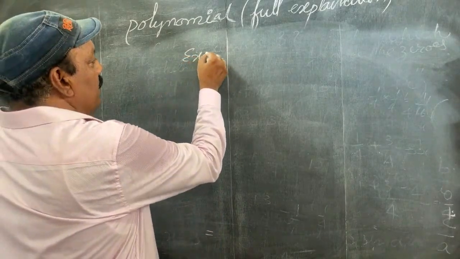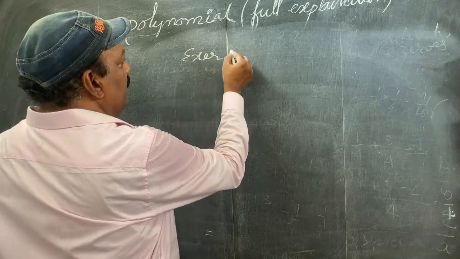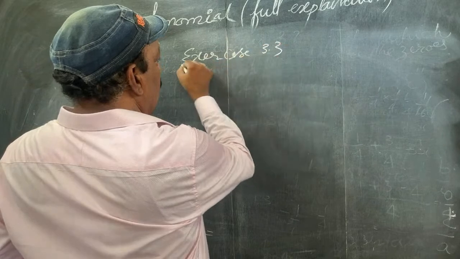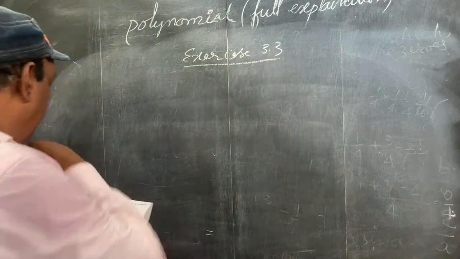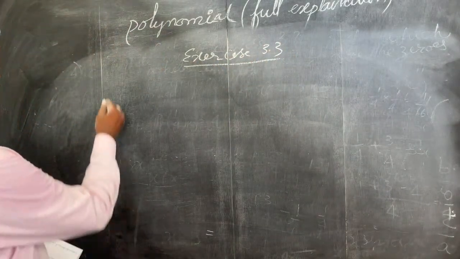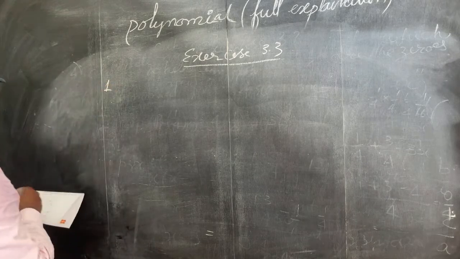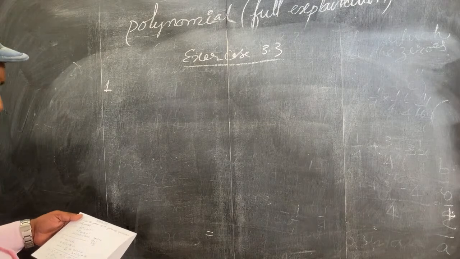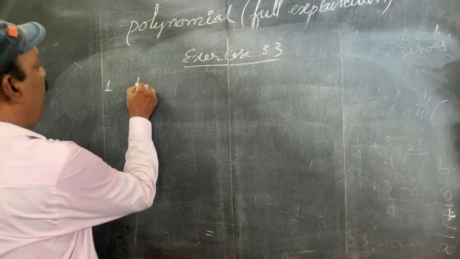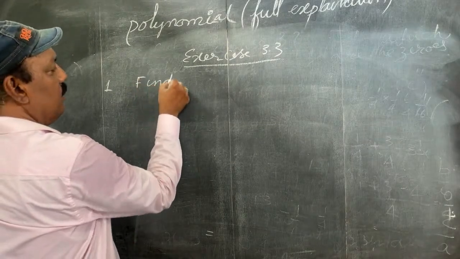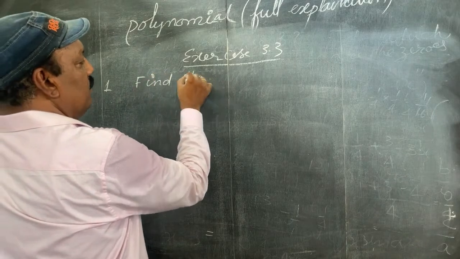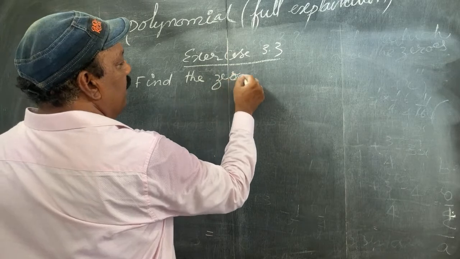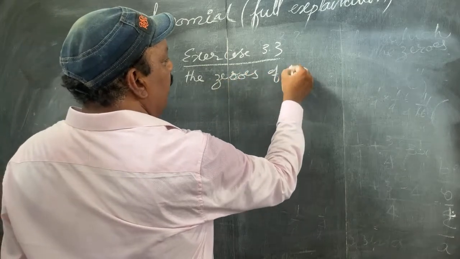Now we are going for exercise 3.3. In exercise 3.3, a few sums are there. What is the first sum's question? Find the zeros of the following quadratic equation. Find the zeros. Take the textbooks and see clearly now. Find the zeros of the following.